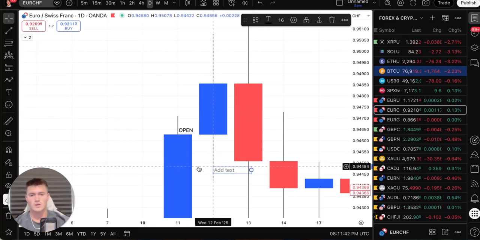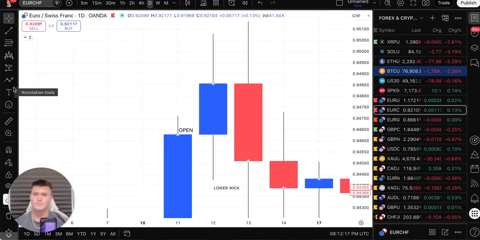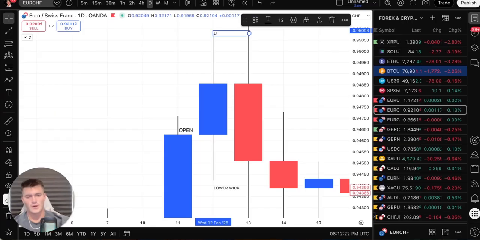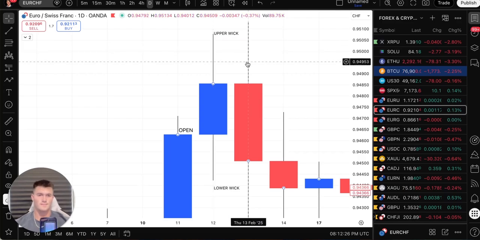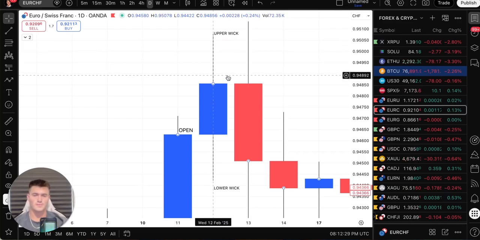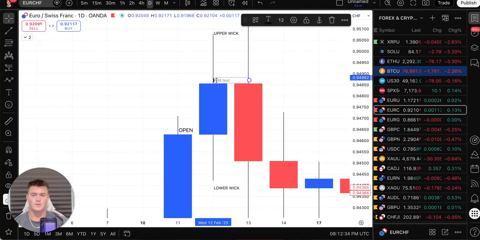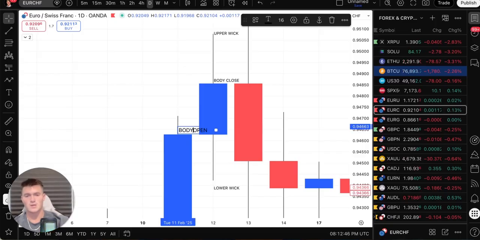So we've got our lower wick. Got our upper wick. And then we've got our close. Should put body close. Body close. Body open.